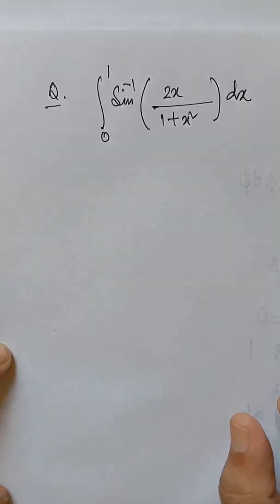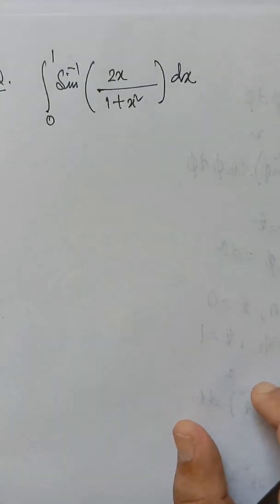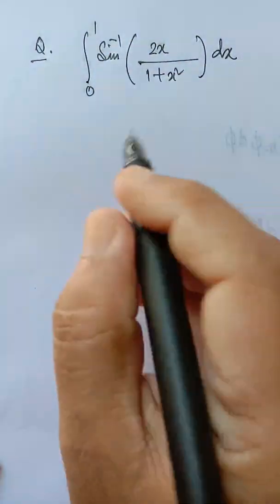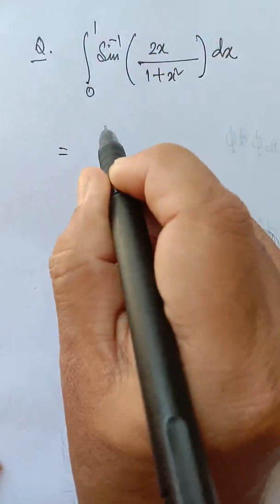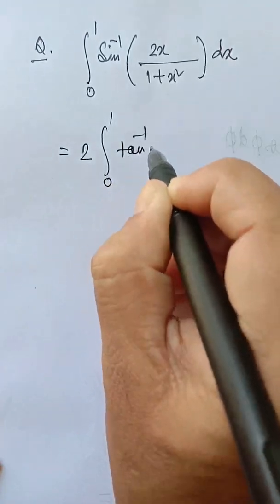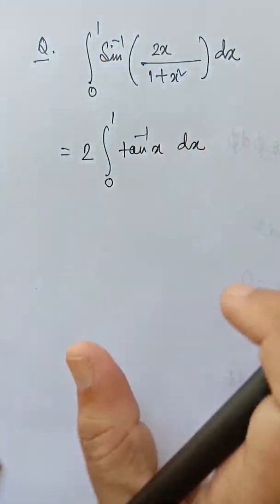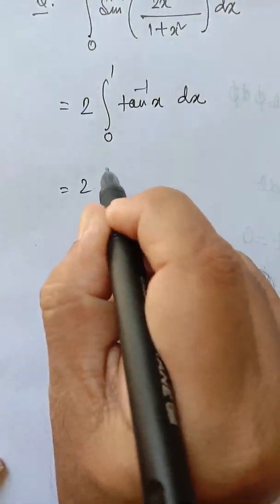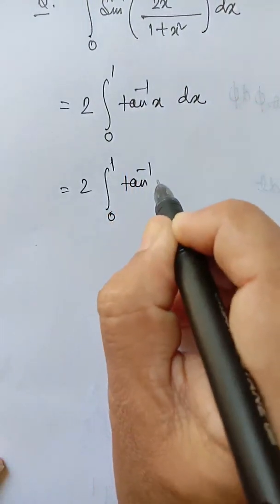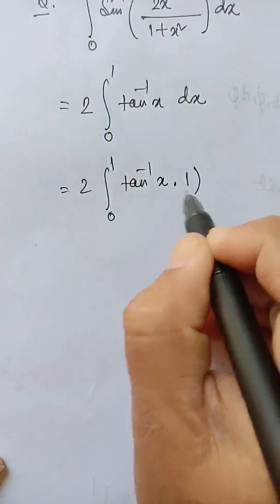Our next question is to integrate 0 to 1 sin inverse 2x by 1 plus x square dx. We know the formula: sin inverse of 2x by 1 plus x square is 2 tan inverse of x. So writing this equal to 2 tan inverse of x. Next, we have to apply product rule. For that, we will write this as tan inverse of x into 1 dx.